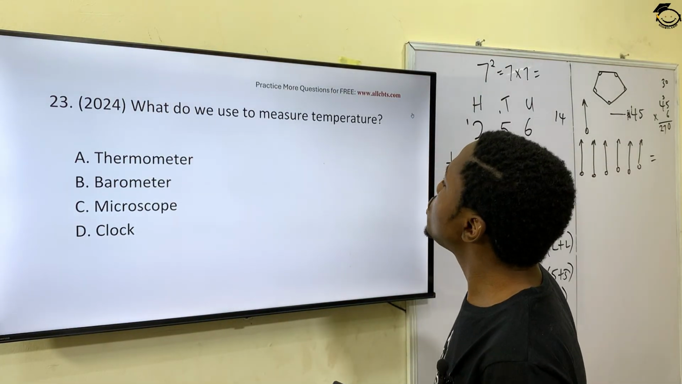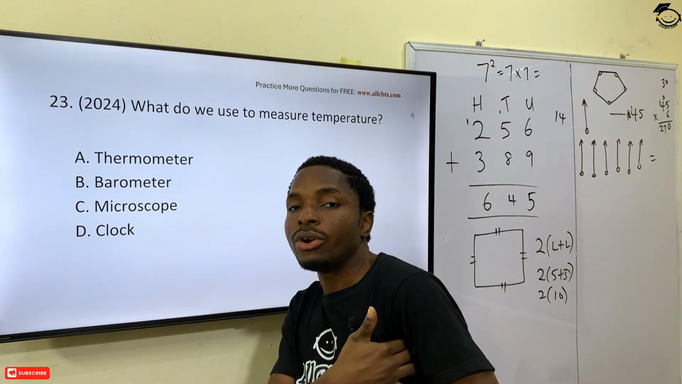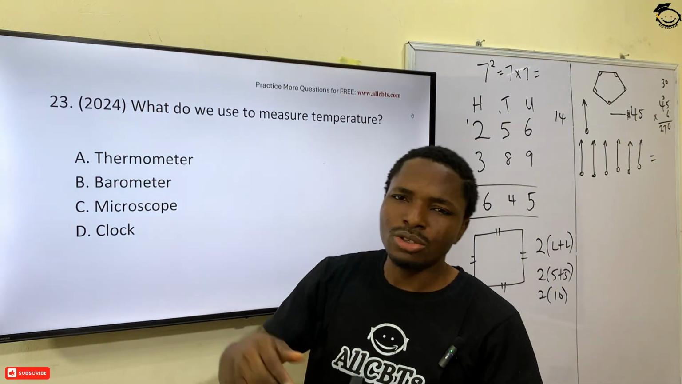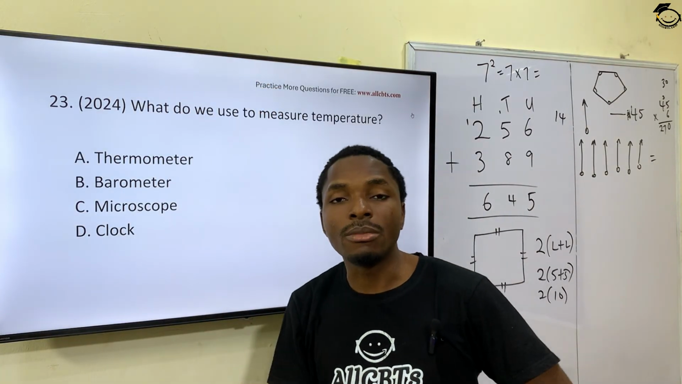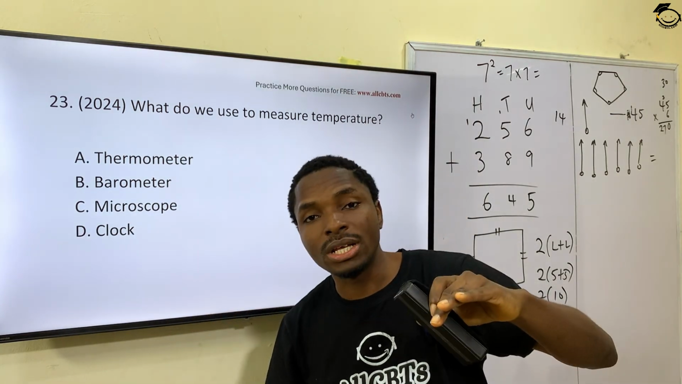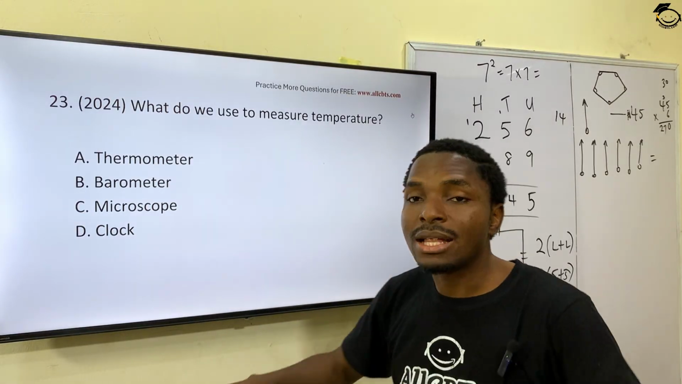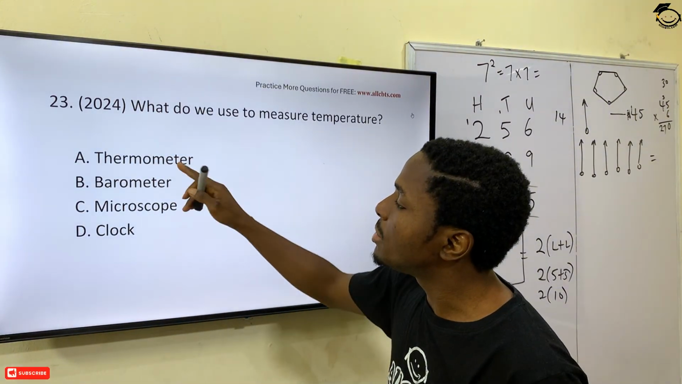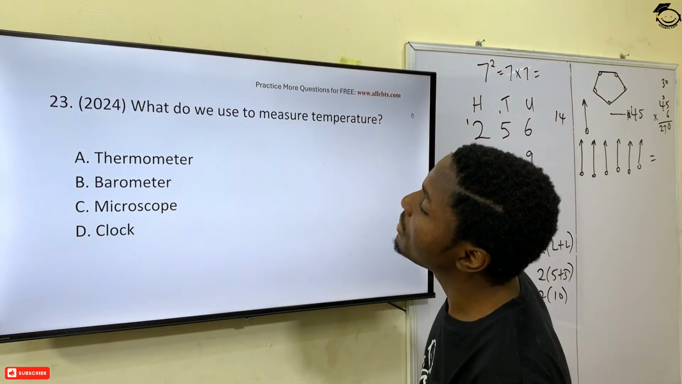23 now. What do we use to measure temperature? If you've been to the hospital before, definitely, that thing that is put in your hand, and then the doctor takes it from your hand and reads the temperature of your body. What's temperature? It's just the measure of hotness or coolness of a body. So what do we use to read that measure? This boy's temperature is hot. We use the equipment called a thermometer. It's called a thermometer.